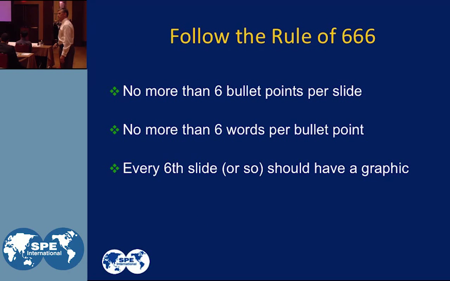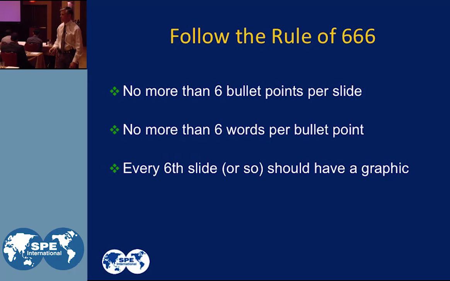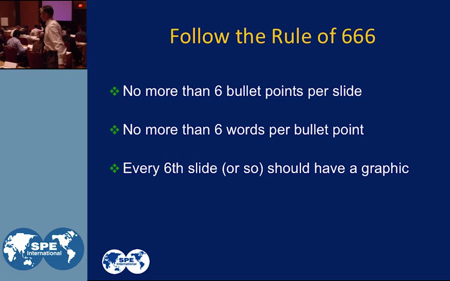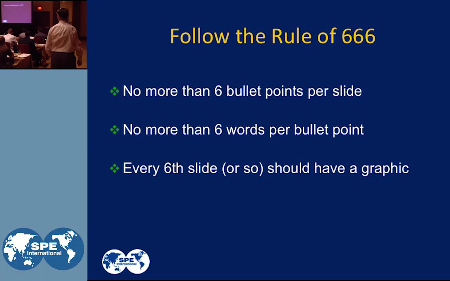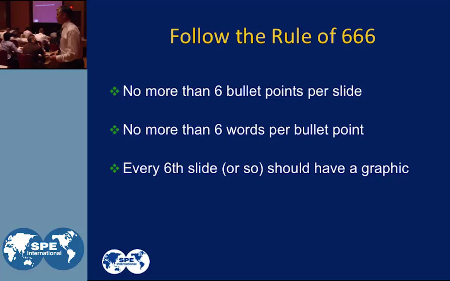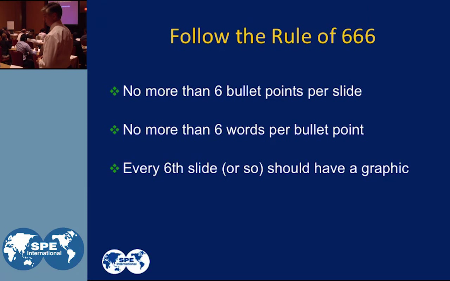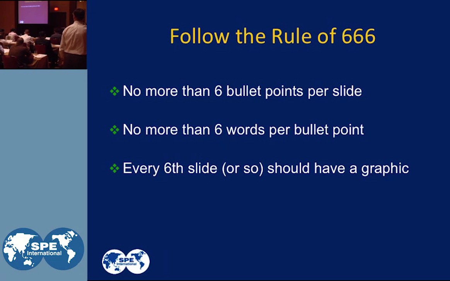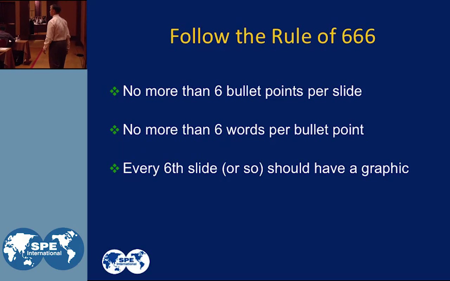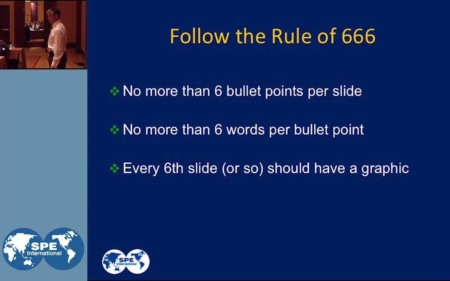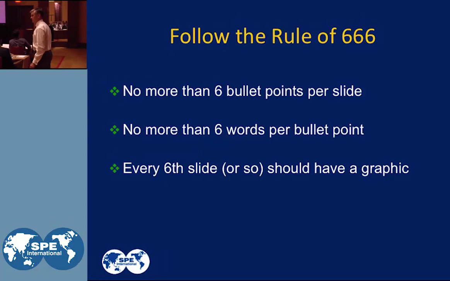Follow the rule of 666. How many people know what the rule of 666 is? Well, you've read your document here. You know what it is. Okay. No more than 6 bullet points per slide. Don't make 15. Okay? Don't make 1. If you have 1, you need 2. Okay? No more than 6 words per bullet point. Okay? Short and simple. Every 6th slide or so have a graphic to make it engaging. Break it up. Don't want to have a bunch of text slides. Or on the other hand, don't want a bunch of figures with no text.